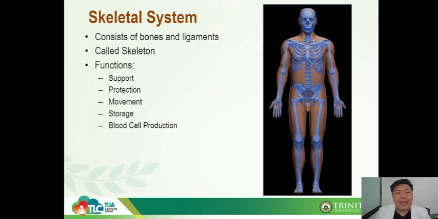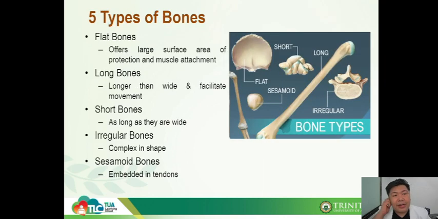Okay? In order to continue, I would like to introduce to you the different types of bones that will be found all throughout the body. And there are 5 major classifications. The first is flat bones. Flat bones, because they are flat, offer a large surface area for protection and for muscle attachment.